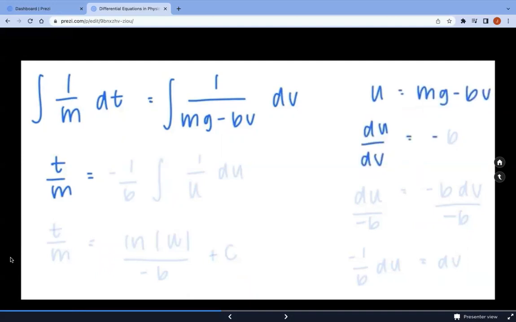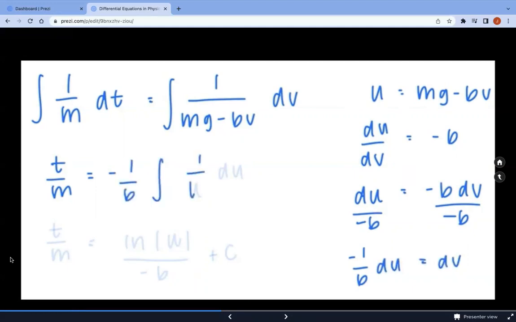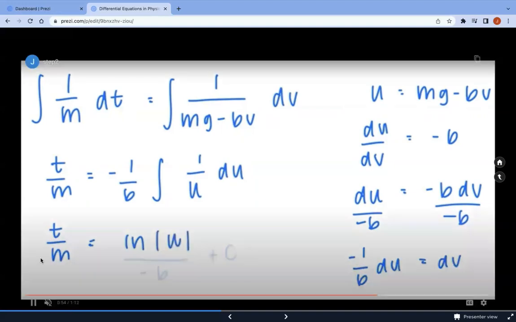After we derive our u expression and manipulate our variables, we'll get negative 1 over b times du is equal to dv. Then we can plug our negative 1 over b times du in for our dv in our equation, giving us negative 1 over b times the integral of 1 over u du. The integral of 1 over u is the ln of u, and let's not forget to add our plus c. Our final equation is t over m is equal to the ln of u divided by negative b plus c.